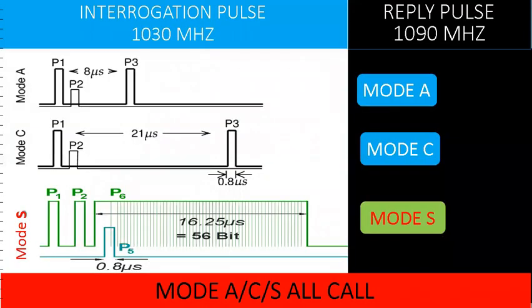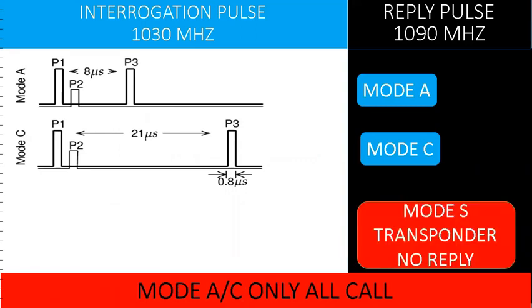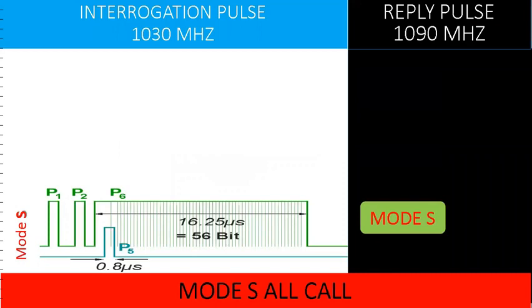Mode A, C, S all-call interrogations are used for surveillance of Mode A, Mode C transponders and for acquiring Mode S transponders. Mode AC only all-call elicits a reply from Mode A, Mode C transponders, but not from Mode S transponders. The Mode S interrogation only elicits a reply from Mode S transponders. Mode A, Mode C transponder aircraft will not reply to Mode S interrogation.